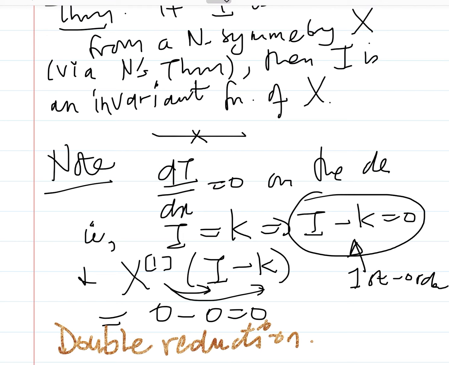A Noether symmetry is a Lie symmetry anyway. That's going to give you one reduction. And via this property here, you're going to get another reduction. So if you take a second order ODE and you reduce it twice, you'll get to a zero order, which is the solution of the differential equation.